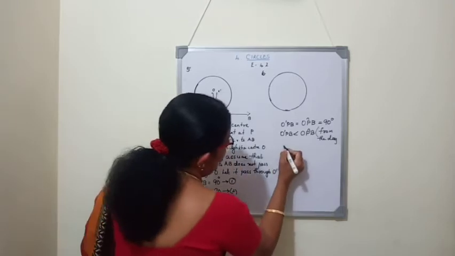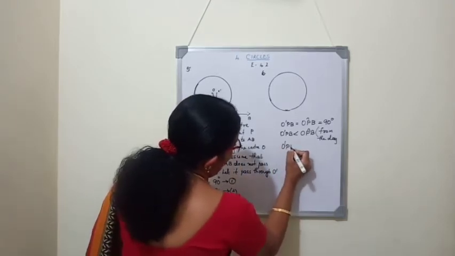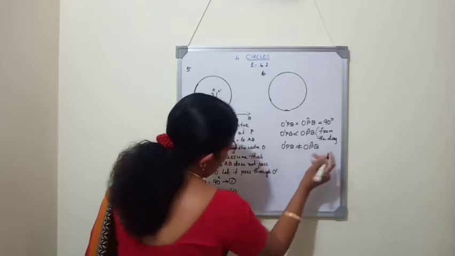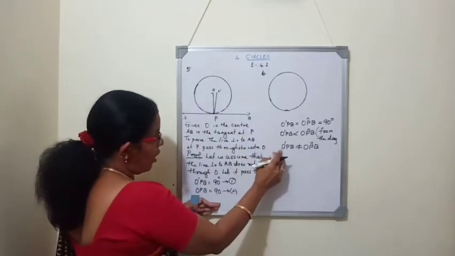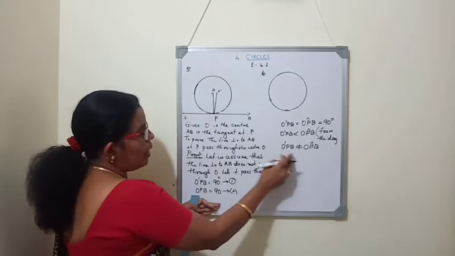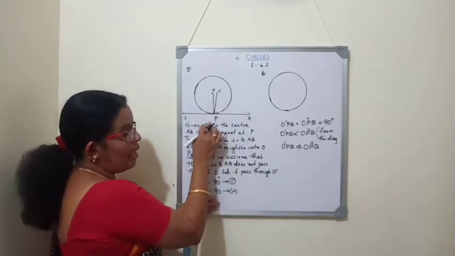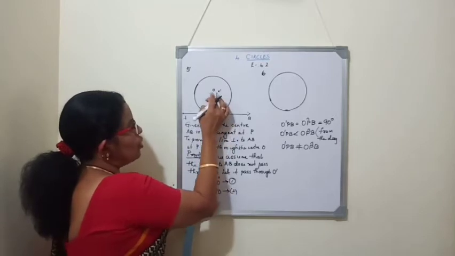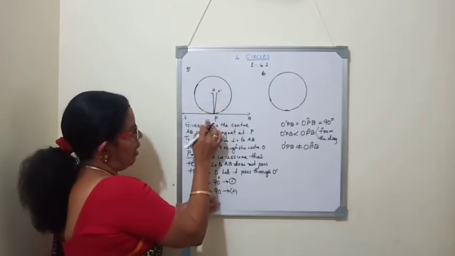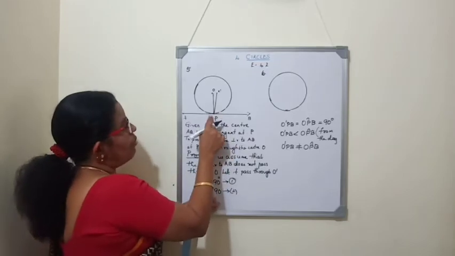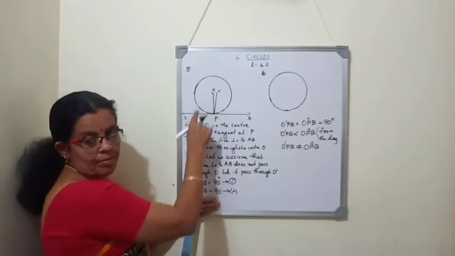That means O dash PB is not equal to OPB. So O dash PB is equal to OPB only when O dash P and OP coincide. That is, both should be the same line. Therefore, the line perpendicular to AB at P passes through the center.